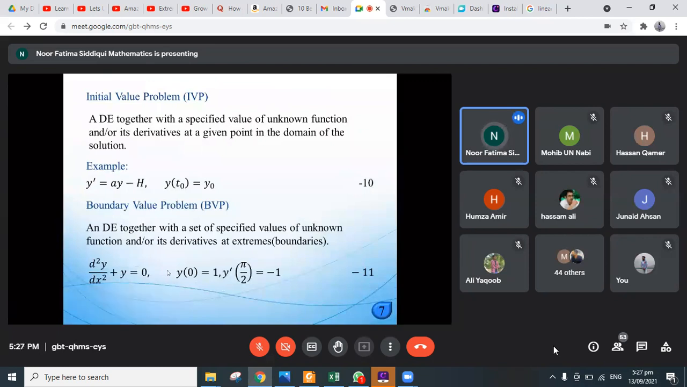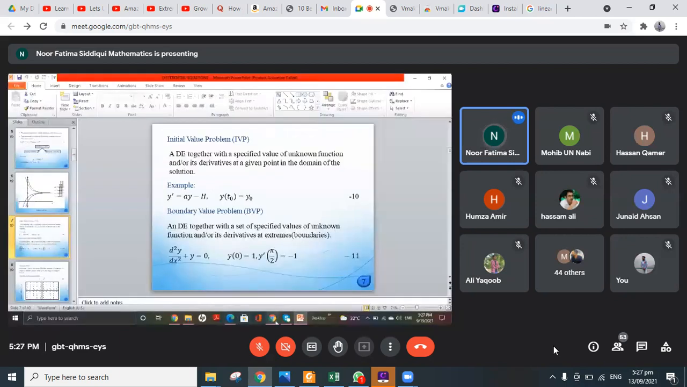Now you can ask questions about boundary value and initial value problems if there is any query.